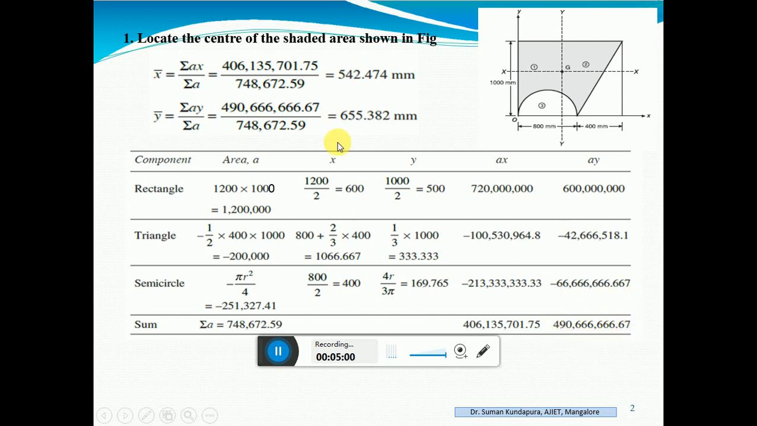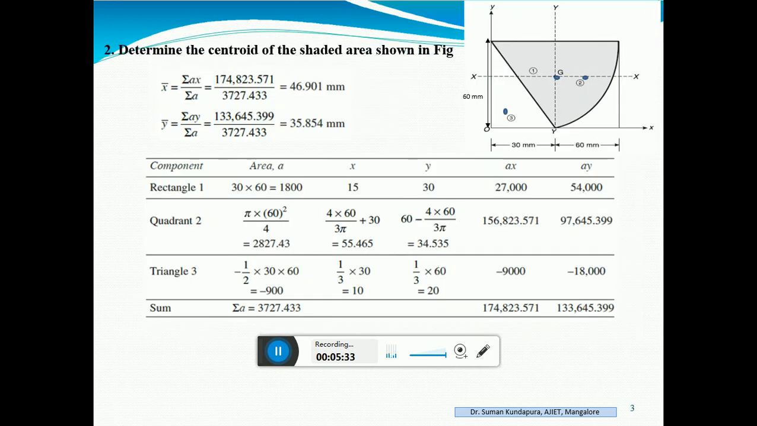Now use the basic equation to find out x bar and y bar, that is summation of ax divided by summation of a. For area also the same thing happens. This is positive, just deduct these both values from this value. So you will get 748,672.59. Substitute here and find out the x bar and y bar. So this is how we find out the centroid of the shaded portion. Okay, we'll move on to the next problem.